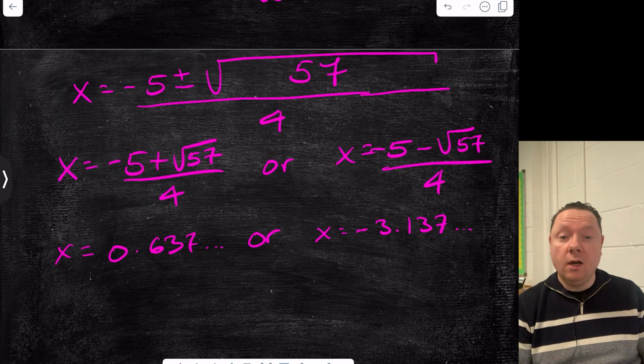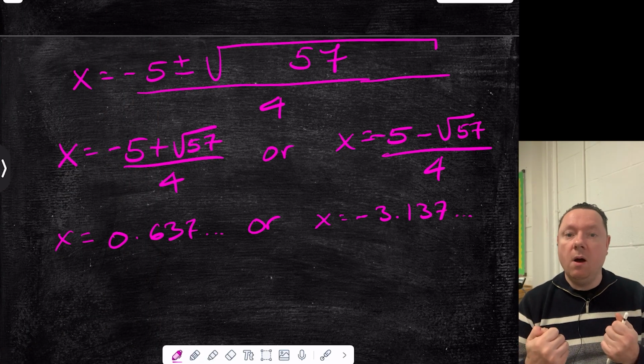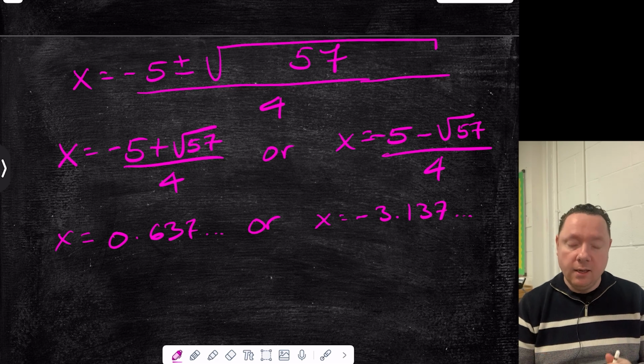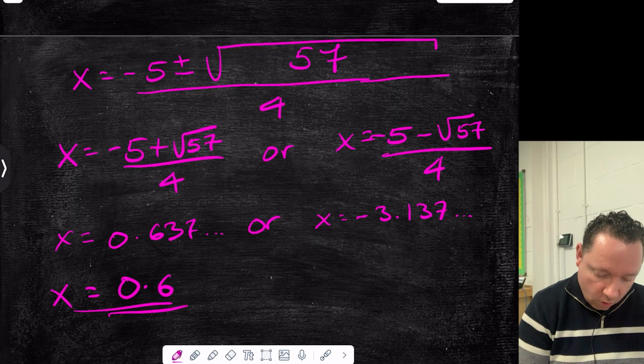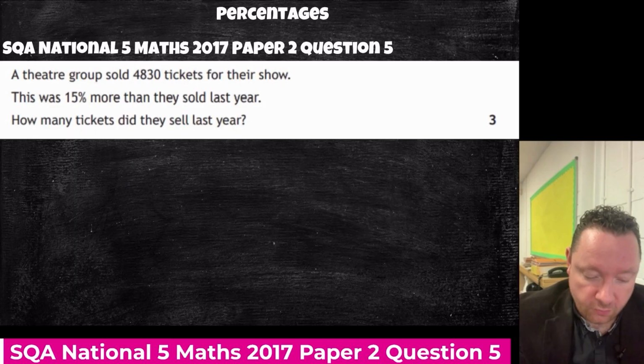Make sure you write in your unrounded answers first, so you don't lose a mark for rounding badly. So we write down now our rounded answer, which was 1 decimal place, so we've got 0.6, one answer, or x equals minus 3.1 is our second answer, and we're done there.